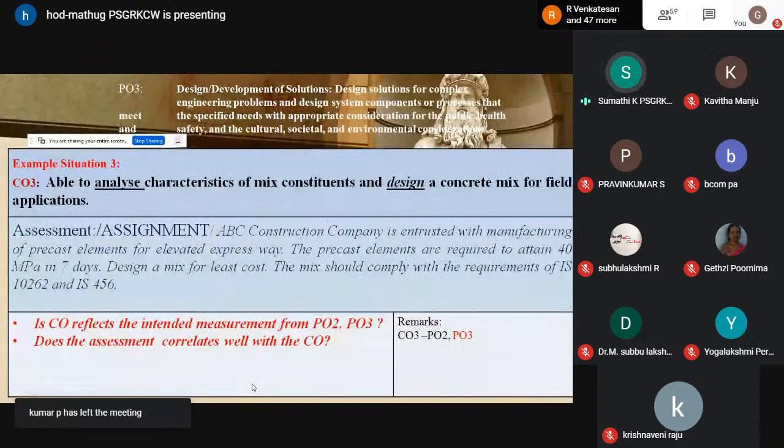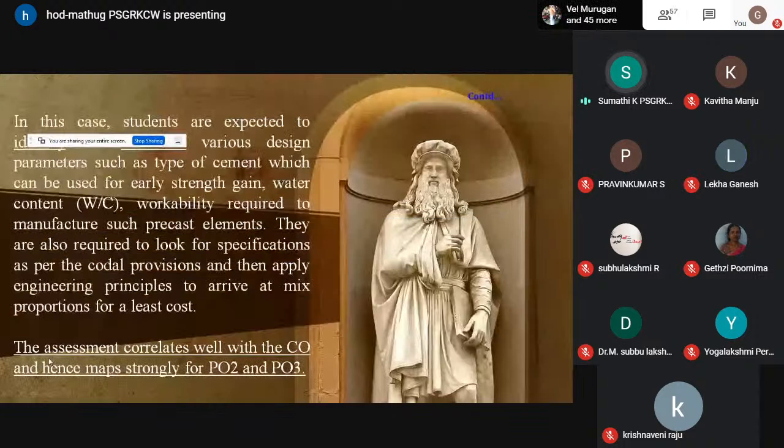Next, I will be going in for situation 3, where I am trying to map CO3 with PO2 and PO3. In PO3, design development of solutions. So what is my assessment and assignment? See, you need not worry too much about this, because just to give you a flavor of this, I have included this example, which shows the assessment. The assessment correlates well with the CO and hence maps strongly with PO2 and PO3.